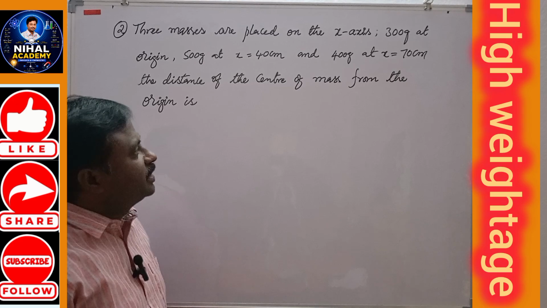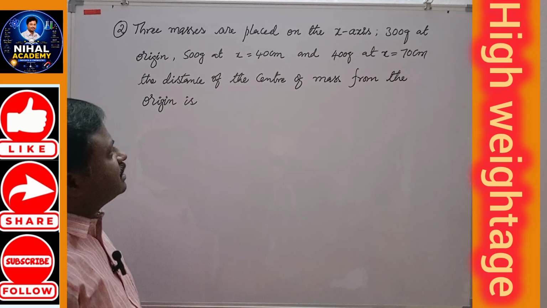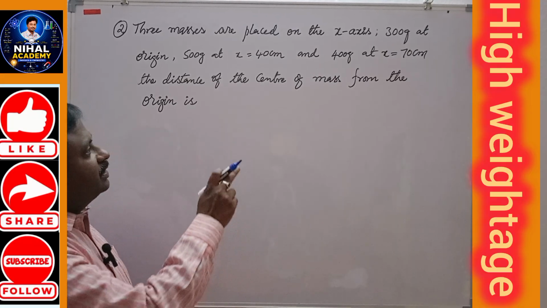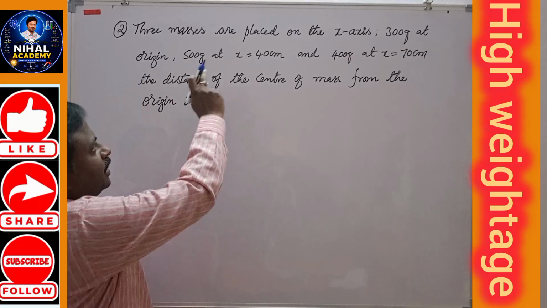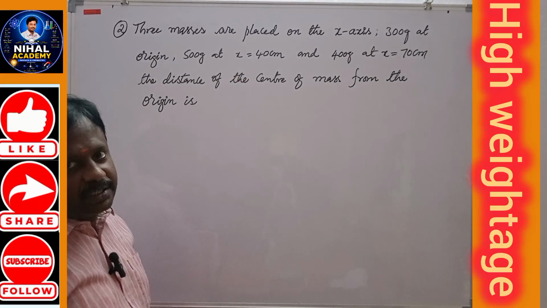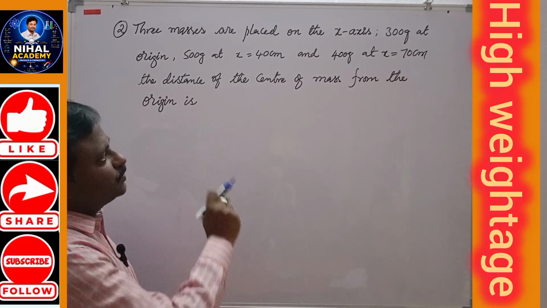Now the second problem: three masses are placed on the x-axis, 300 grams at the origin, 500 grams at x equal to 40 centimeters, and 400 grams at x equal to 70 centimeters. The distance of the center of mass from the origin is? Here the points are given. The first point is the origin, so x1 is 0, x2 is 40, x3 is 70 centimeters, and m1 is 300, m2 is 500, m3 is 400.